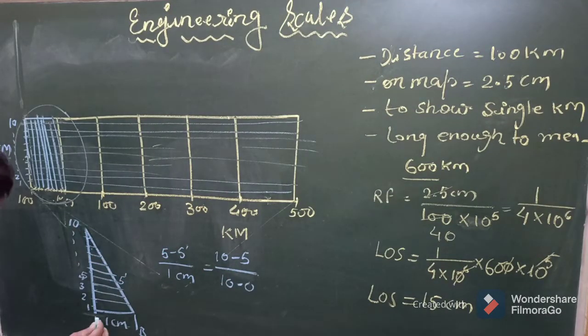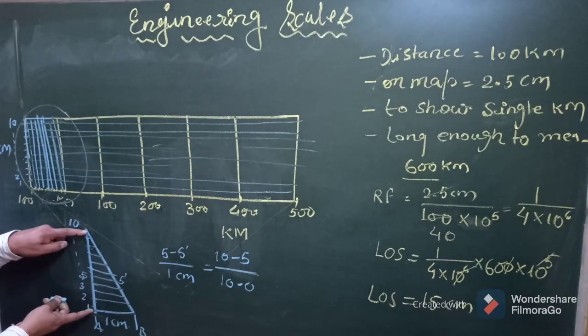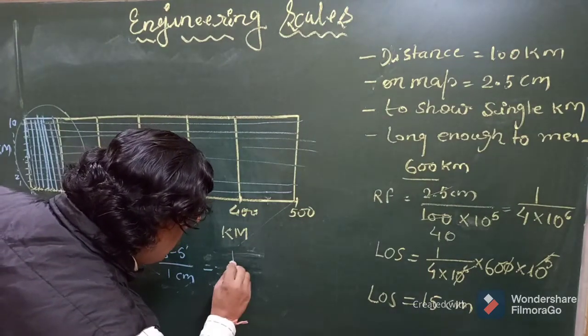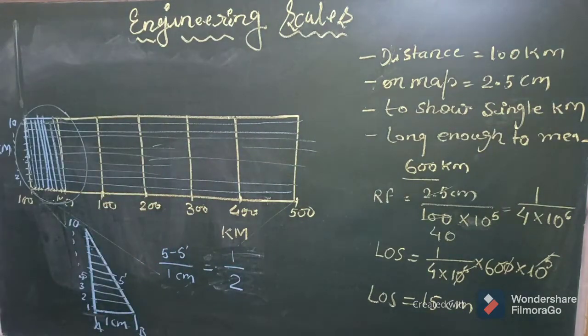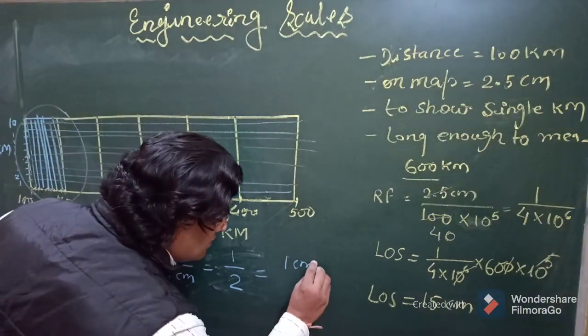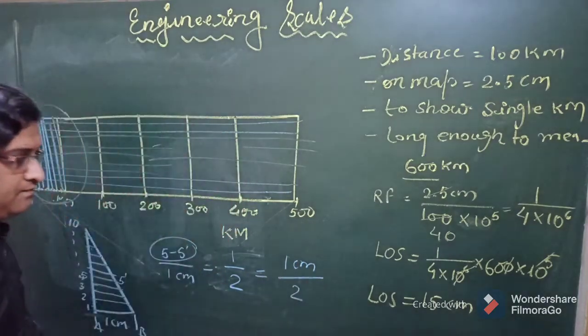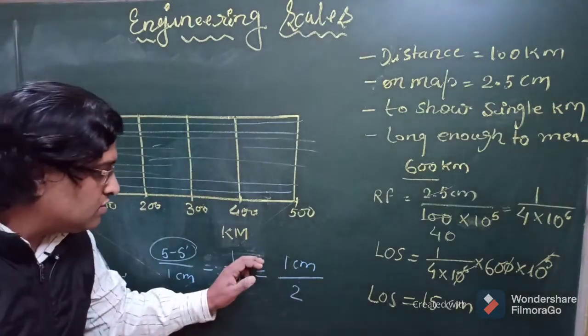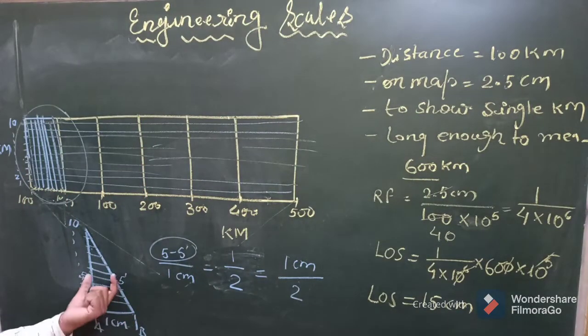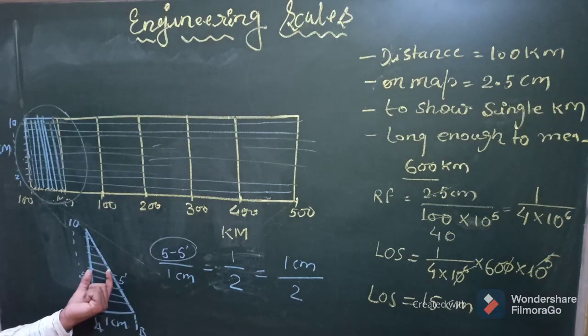Now because this is 1 centimeter and this is equally divided into that, this 10 to 5 is half of this one, right? So we can write down this 10 to 5 as 1 by 2, or this 5 dash is half of 1 centimeter. This 1 centimeter goes there, so 1 by 2 centimeter. It means that from here to here, the length is reduced from 1 centimeter to 0.5 centimeters.